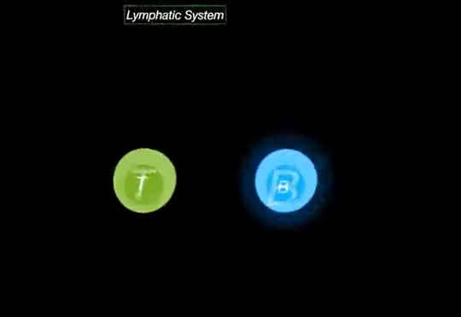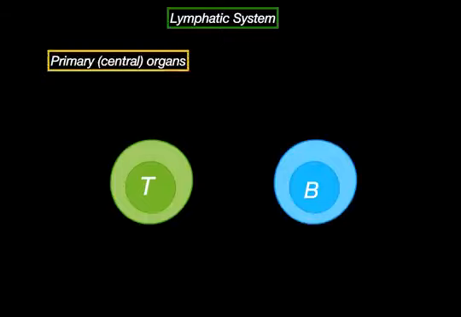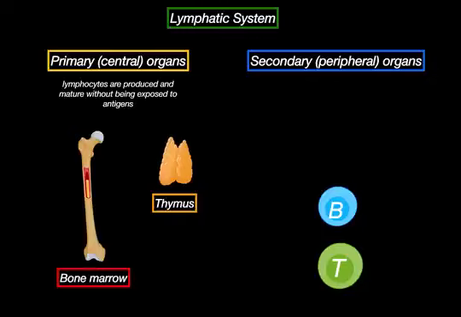Now, let's talk about B and T cells for a moment, because understanding where they come from and where they mature makes the rest of the lymphatic system much easier to understand. Our lymphatic system contains two categories of lymphoid organs: primary or central lymphoid organs and secondary or peripheral lymphoid organs. Primary organs are the places where lymphocytes are produced and where they mature before being exposed to any antigens for the first time. These organs are the bone marrow and the thymus.